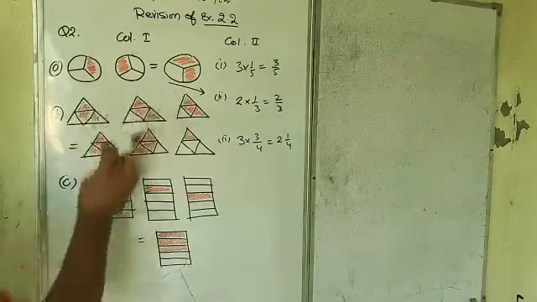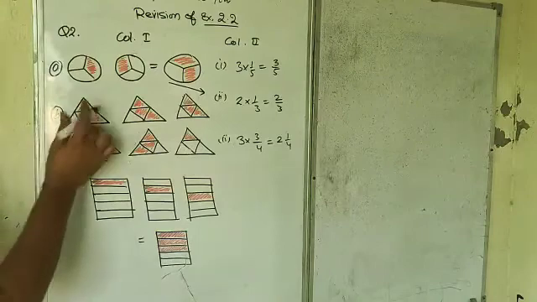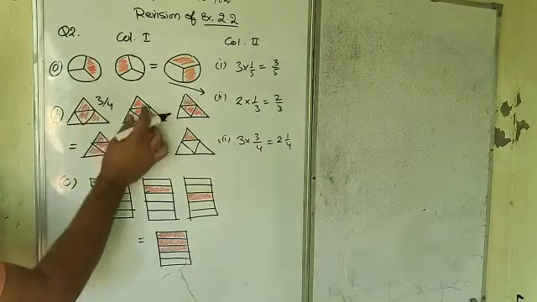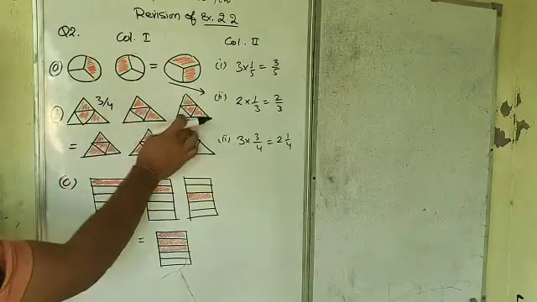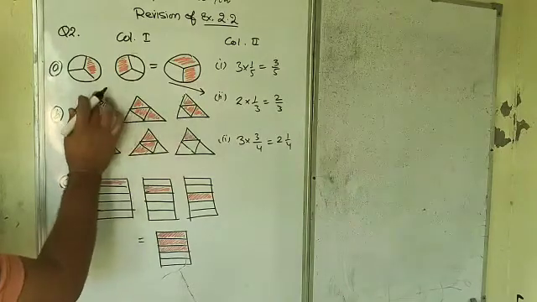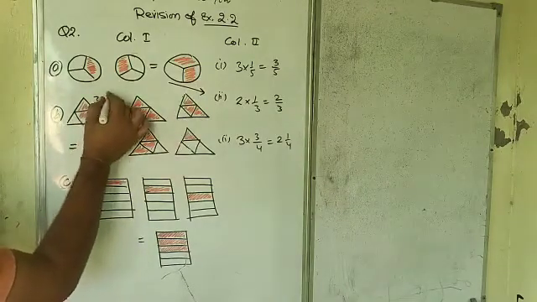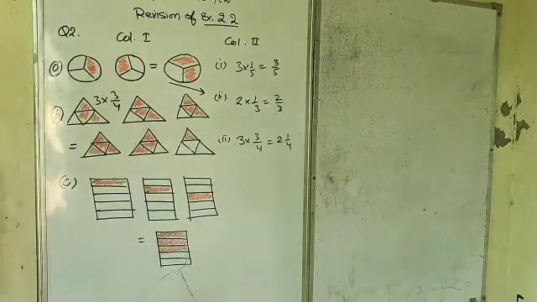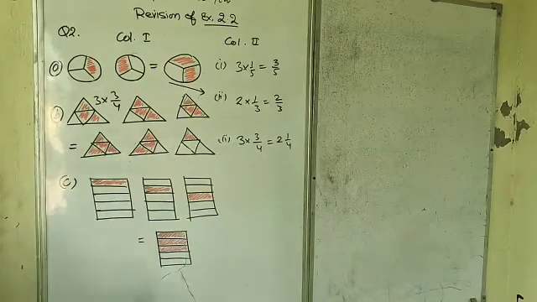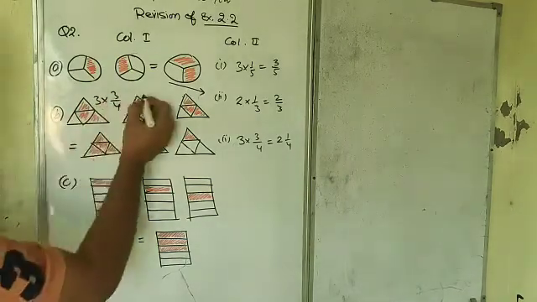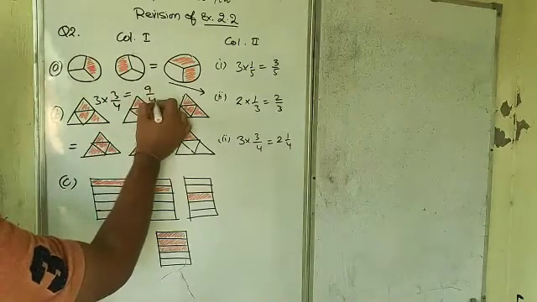In the second one, 3 out of the 4 parts are colored. 3 out of the 4 parts are 1, 2, 3. So multiply 3 by 3 by 4. 3 out of the 4 parts are colored. So it becomes 9 by 4.